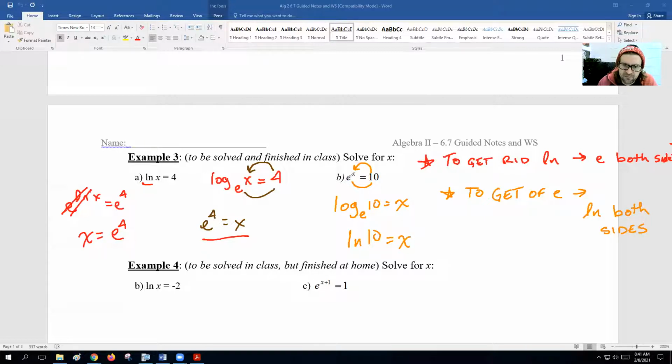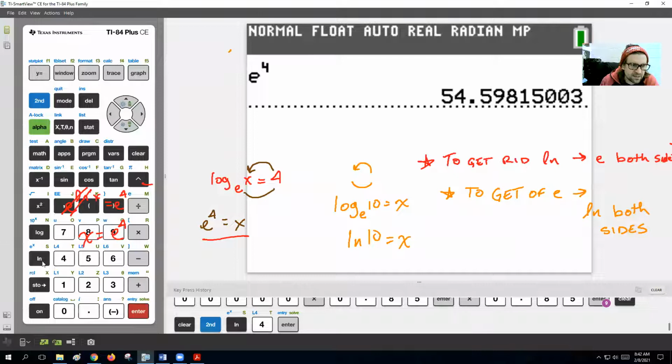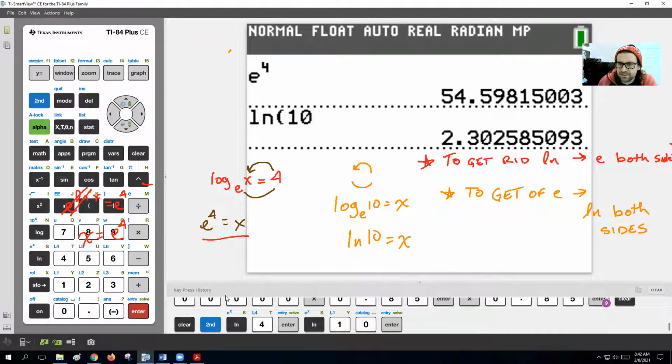And so if we would have just said, if I want to get rid of this e, I have to ln the other side and just do ln of 10. We just type that into the calculator. So grabbing the calculator again, natural log button's right here, natural log 10. There's your answer.